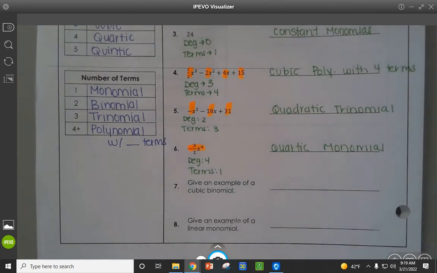All right, number 7 and 8, I want you to write an example. Number 7 is a cubic binomial, and number 8, linear monomial. So come up with your own example. There are many, many possible answers.